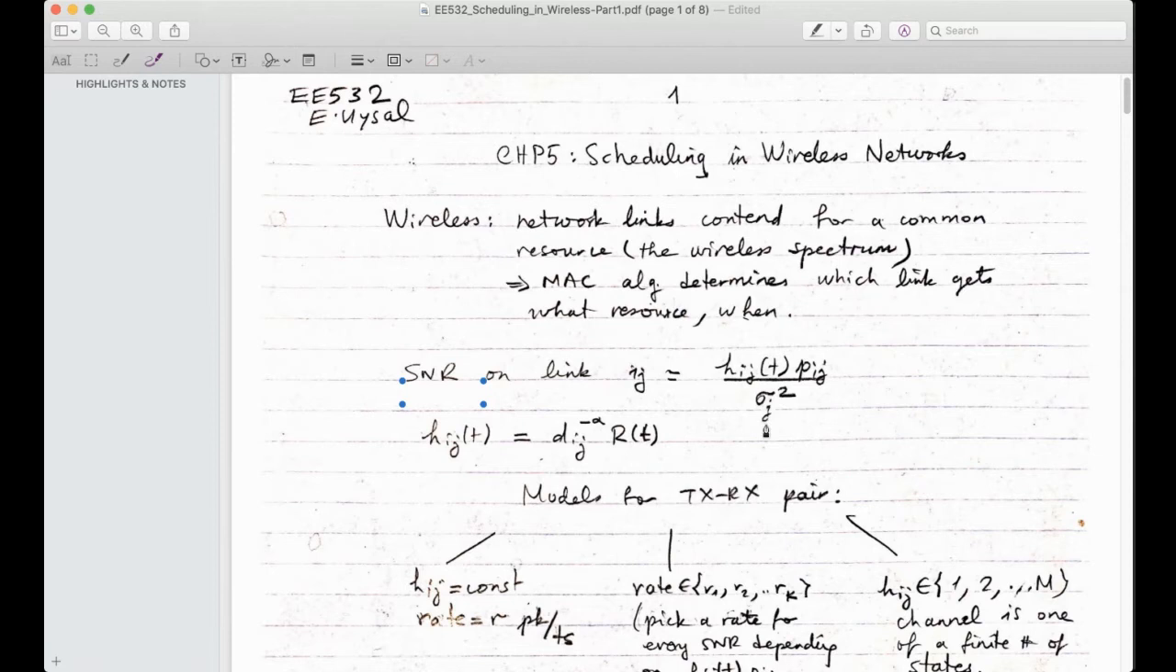Here, sigma j squared is the noise variance for the receiver j. This assumes, of course, additive white Gaussian noise, which is most often the assumption in communication theory. Pij is the power used by a transmitter of link IJ.